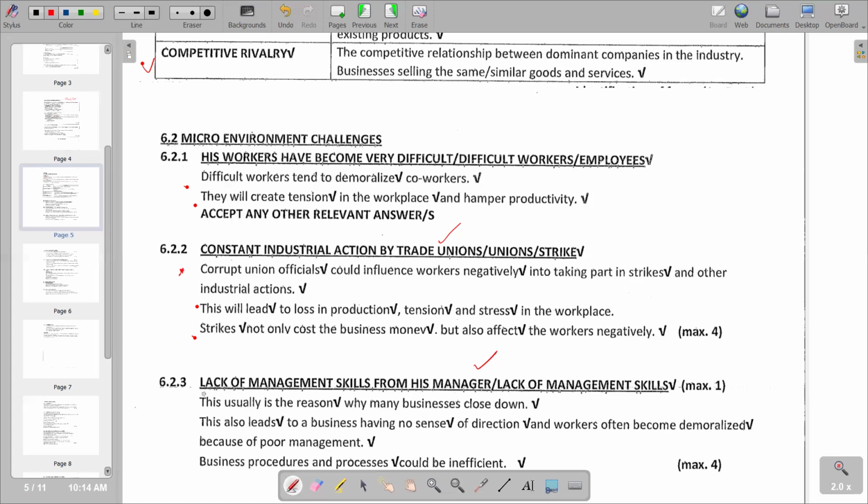So we go to the next point. This also leads to a business having no sense of direction, and workers often become demoralized because of poor management. And lastly, business procedures and processes could be inefficient. So this is just an explanation trying to point out the issue of lack of management skills. This is what we have on the second part of the question.